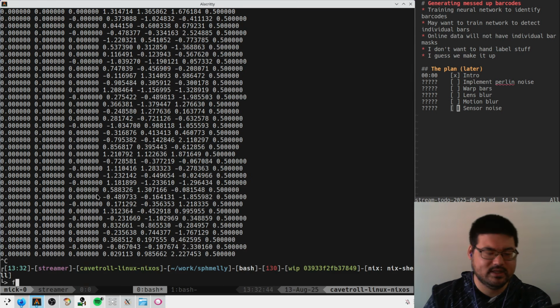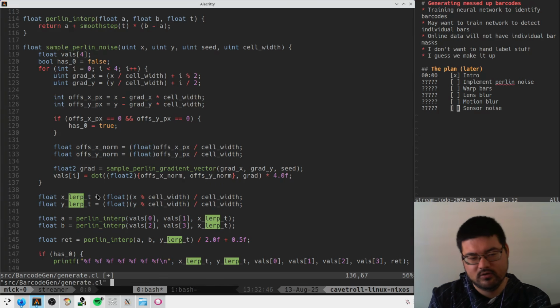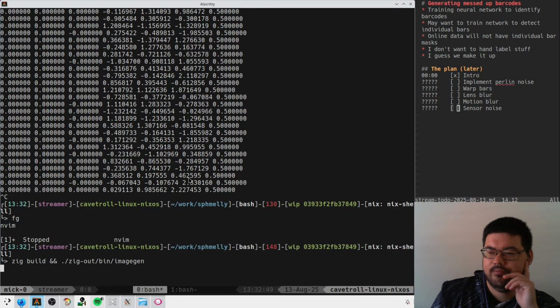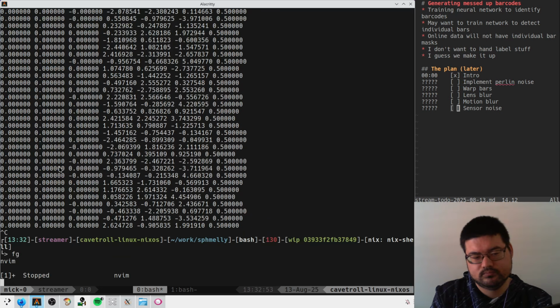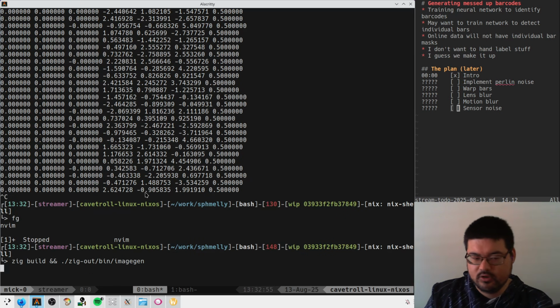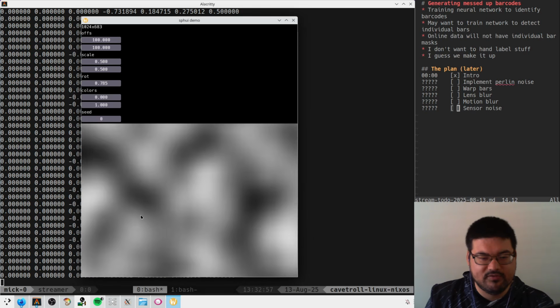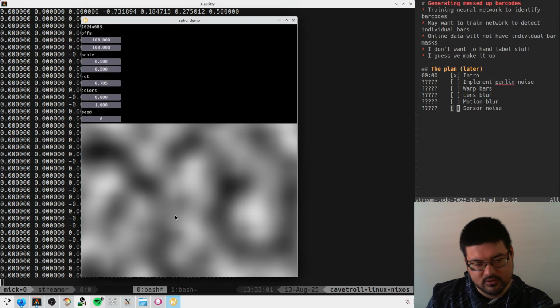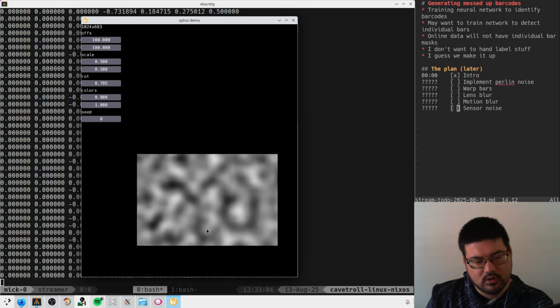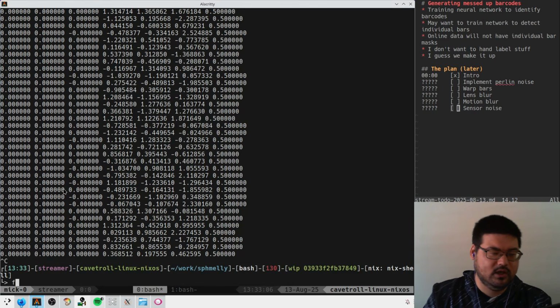Okay, maybe that is kind of correct. And I think technically we could be getting values bigger than 1 sometimes because we're not dividing by square root 2. But that looks like Perlin noise to me. Can we increase the scale?